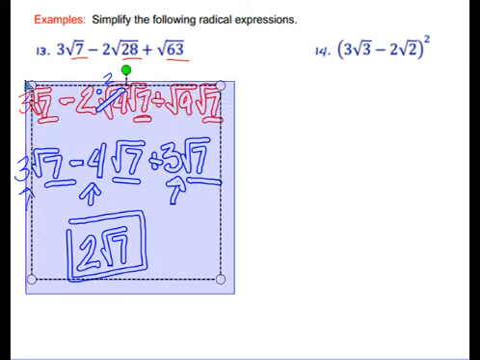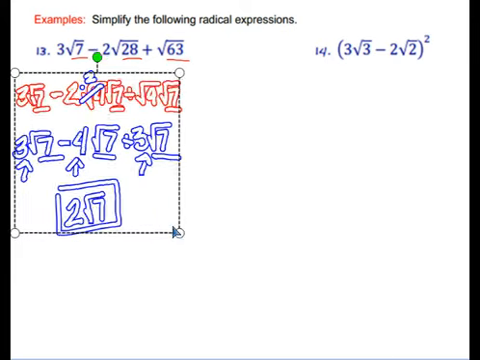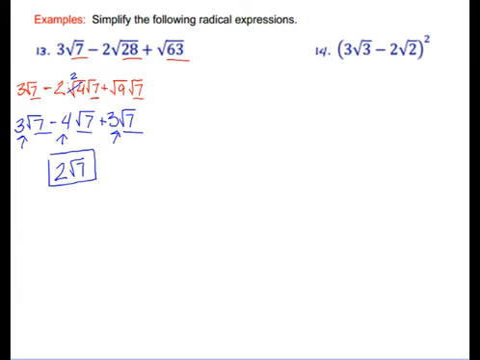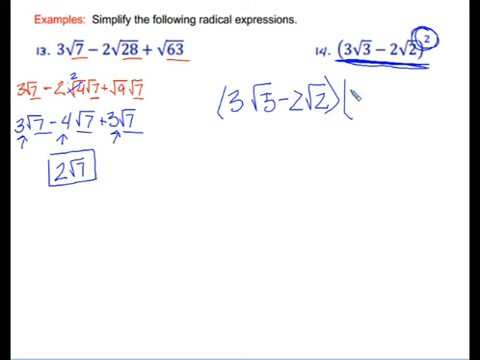All right, let's check out number 14, and I want to make sure we have enough room, so we'll kind of squish that down. Number 14, we have this multiplication example, and we've always been talking about what this little power of 2 tells us. That little power of 2 tells us we have two groups of these quantities. So if I actually wrote them out twice, 3 square root of 3 minus 2 square roots of 2, and I have another group of that, 3 square root of 3 minus 2 square root of 2. So I want to multiply these together.